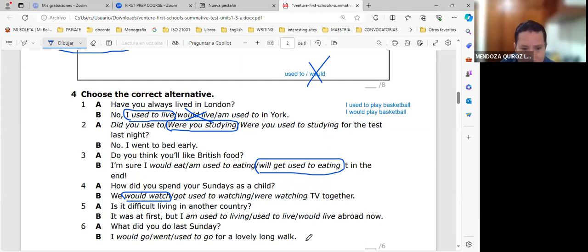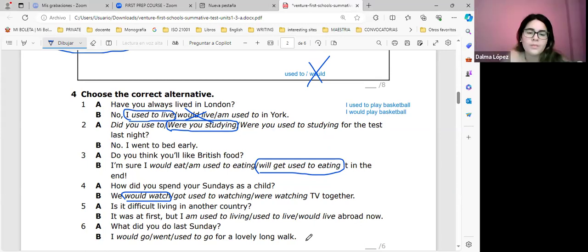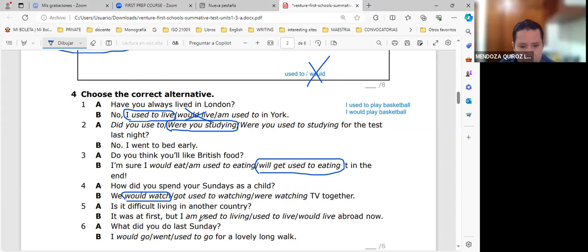Number 5, I think it's Dalma's turn. Is it difficult living in another country? It was at first, but I am used to living abroad now. Now, don't forget that you use be used to with ing, right? Be used to with ing. That's it.